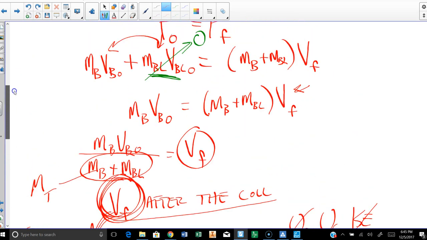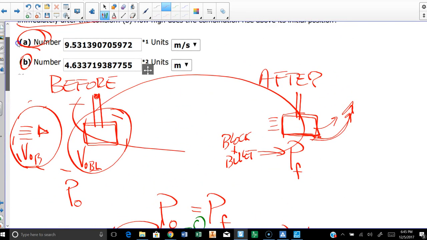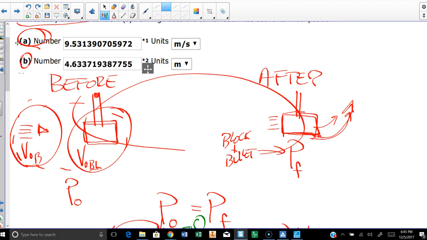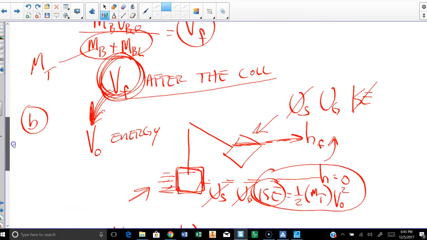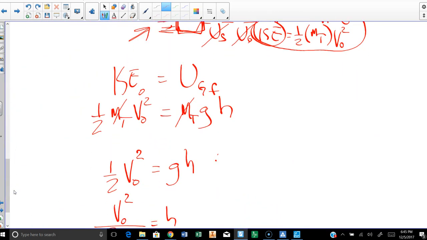Let's see if that's what they're asking for. Yes, it must be meters. It's in meters, so I'm assuming it is. How high does the combination go? Yep, that's what they're looking for. So there's a run through on that problem.